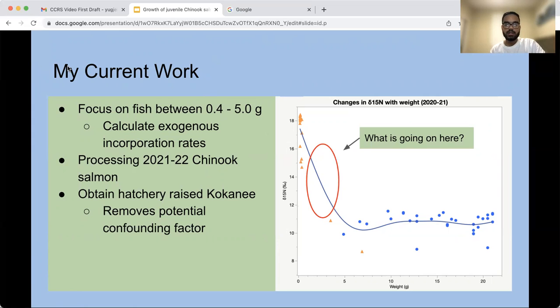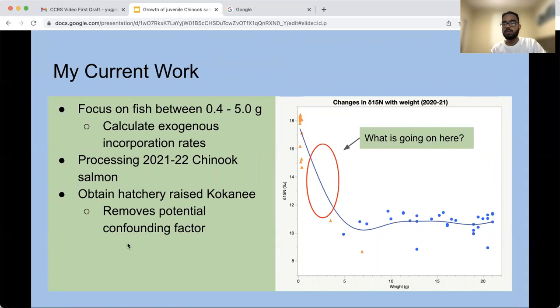And we are also trying to obtain hatchery raised kokanee. The benefit of these is that they have been fed on the same diet. So they remove a potential confounding factor that applies to our Chinook salmon obtained from the river. In the river, the stable isotope signature changes temporally and spatially with changes in prey concentration and taxa, but this does not apply to the kokanee. So we can remove a potential confounding factor and get a stable isotope signature of the diet and easily calculate exogenous incorporation rates using these fish.